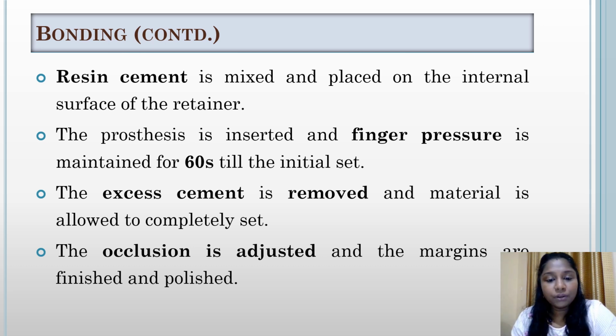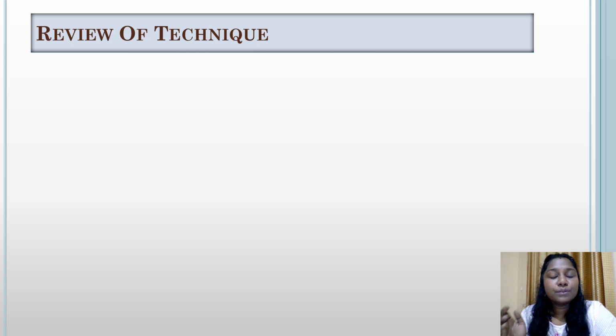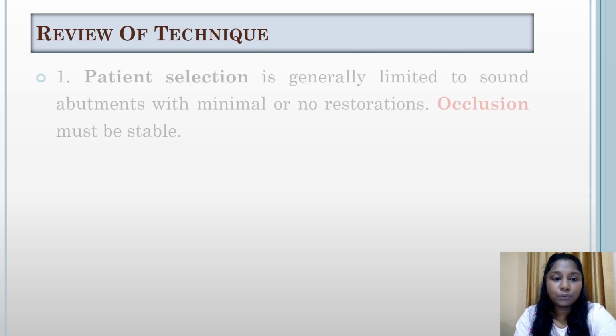We can do tack curing to remove any amount of excess composite resin that is present, and finally allow it to go for a final setting. Occlusion is adjusted as and when required. So let's see the review of technique for the different steps that we have to follow.